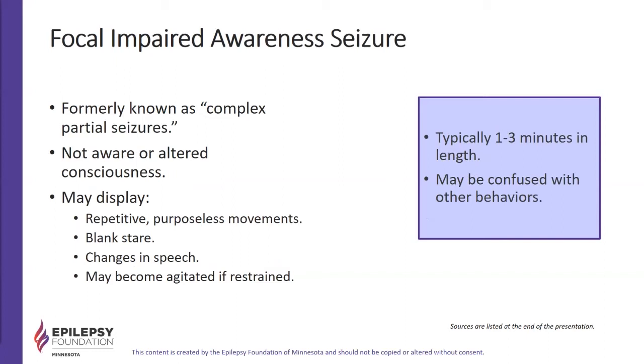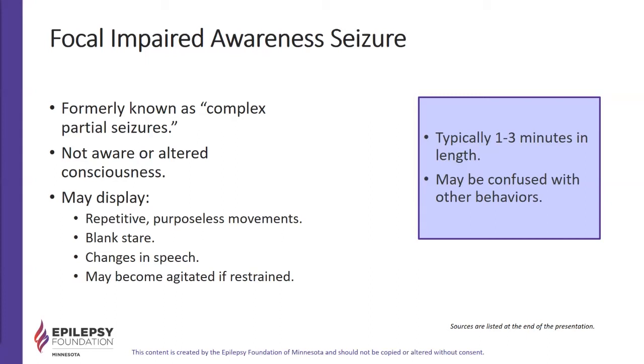The second type of seizure is known as the focal impaired awareness seizure. These were formerly known as complex partial seizures. And so during this type of seizure, the person is not aware, their consciousness is altered, and we may see them display repetitive, purposeless movements again. So they may start to bounce their leg, they may scratch the side of their arm. They will typically display a blank stare, so they may look off to the distance, look off to the side. It may seem like they're not looking anywhere in particular during the seizure.